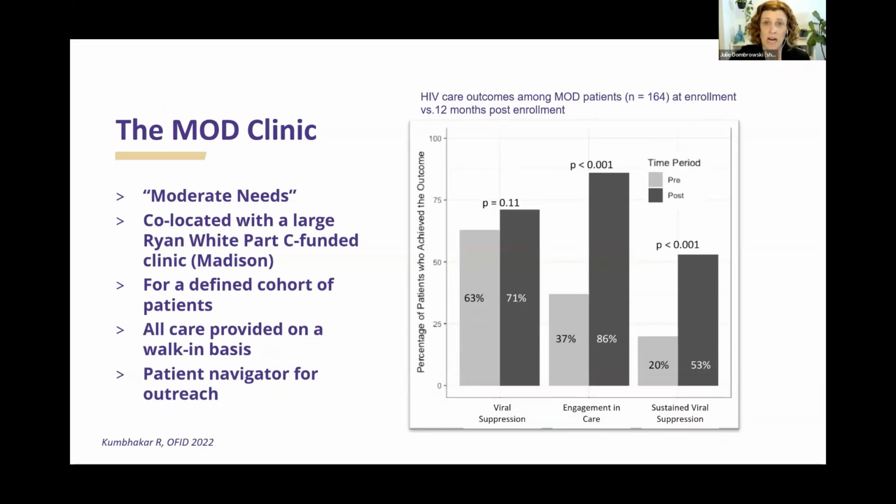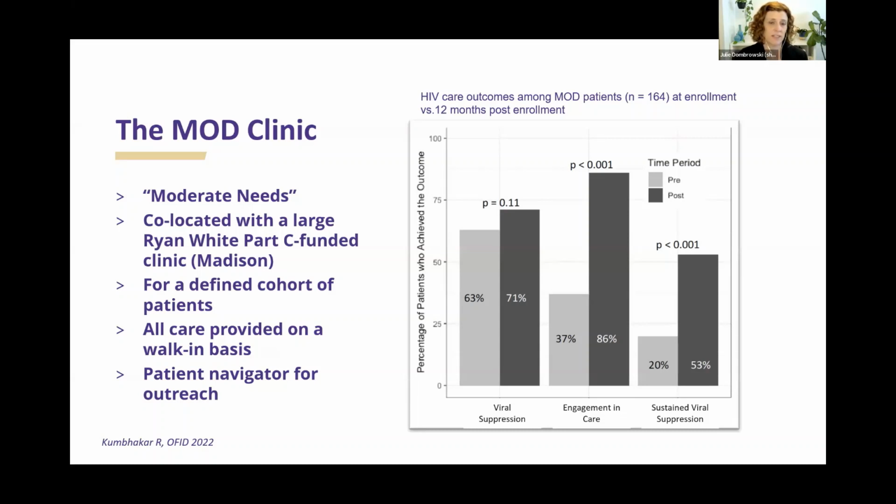So next, the MOD clinic evolved, or the Moderate Needs Clinic. And the MOD clinic came out of partly our finding that a lot of people were being referred to Max Clinic who were virally suppressed, but they were missing clinic appointments. They had other chronic illnesses that were not well managed, and they needed a different care model, but perhaps not quite the Max Clinic.